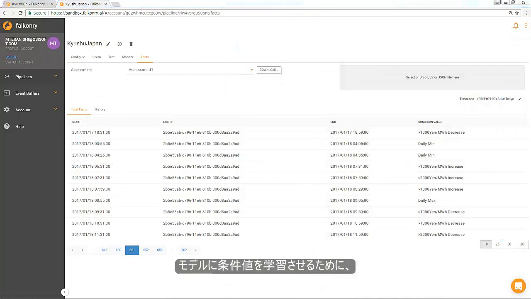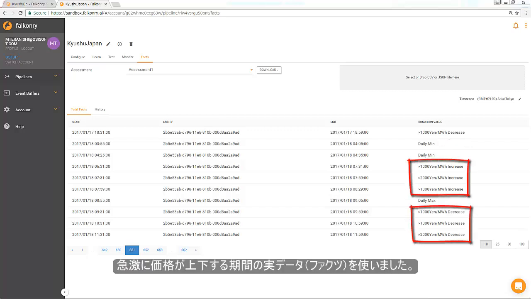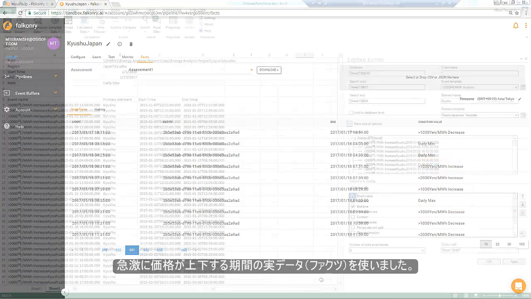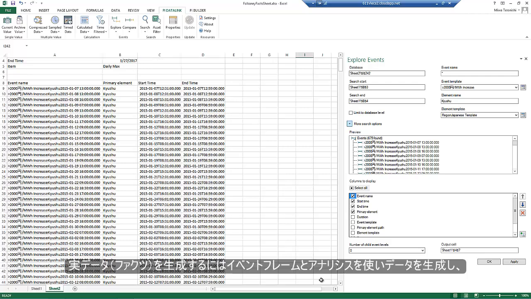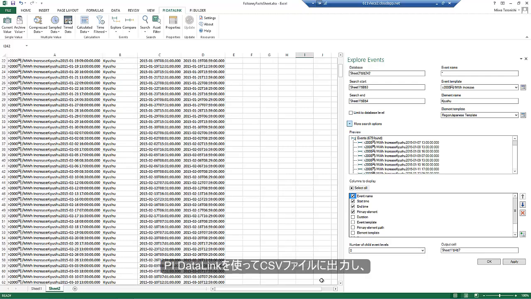Historical facts that I use to train my model are the highest and lowest price points during the day, as well as periods of sudden jumps and falls in energy prices. I used event frames and analyses to generate these facts and used PyDataLink to export these facts as a CSV file to upload into Falkonry.